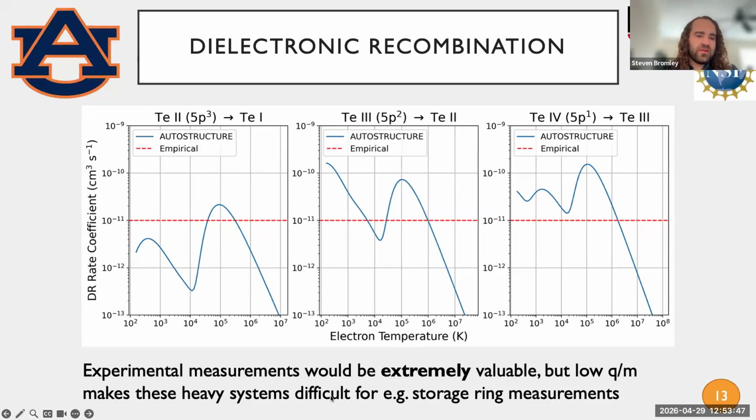I also wanted to note that experimental measurements would be extremely valuable for diagnosing how accurate these calculations can be. Calculating rate coefficients at low temperatures is extremely difficult because the electronic structure is very difficult to calculate for those near threshold resonances. Unfortunately, the large charge to mass ratio for a lot of these R process elements is a bit prohibitive for doing something like a storage ring measurement.